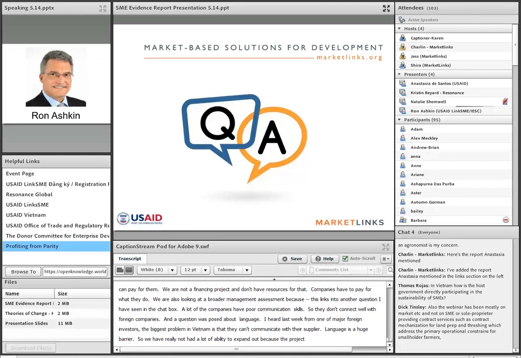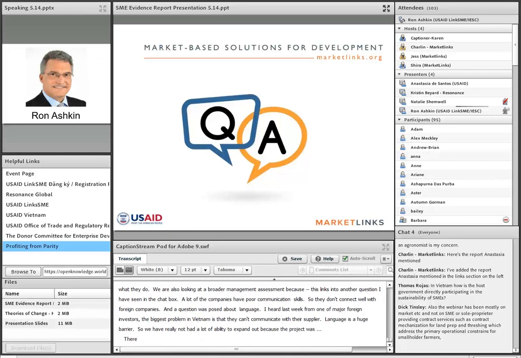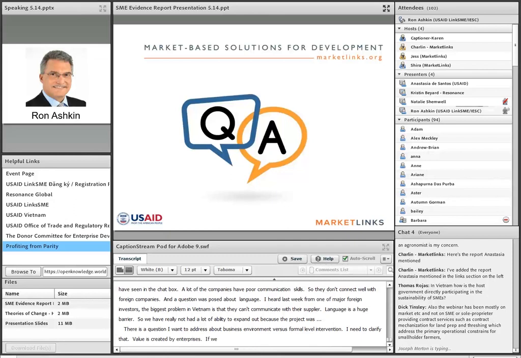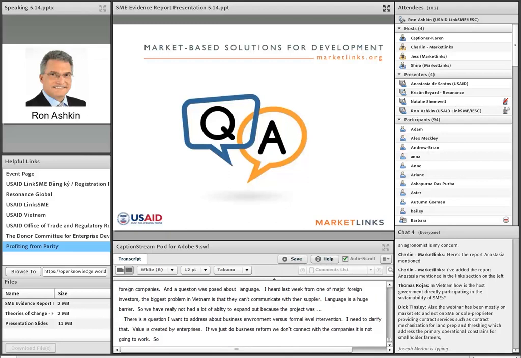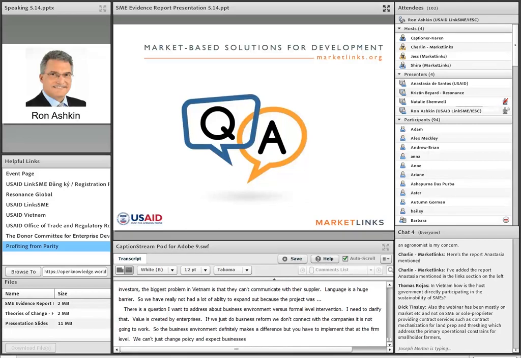There's a question I want to address about business environment versus firm level intervention. I just need to clarify that. Value is created by enterprises. So if we just do business environment reform and you don't actually connect with the companies, it's not going to work. The business environment definitely makes a difference, but you have to implement that at the firm level. We can't just change policy and expect businesses to magically pick that up. We actually have to get into the businesses.